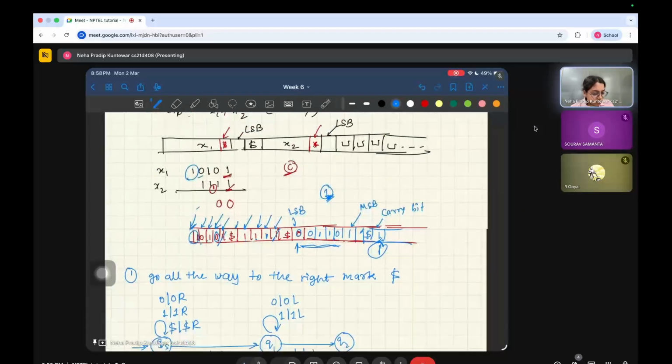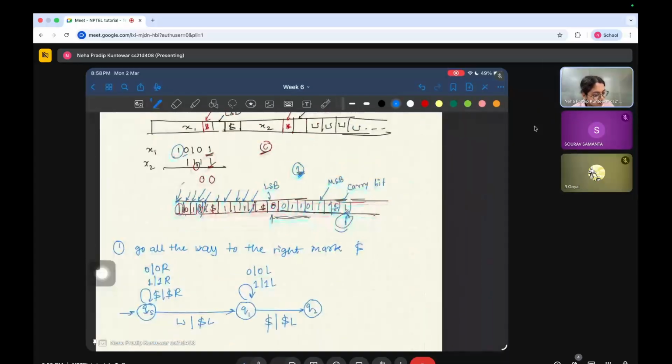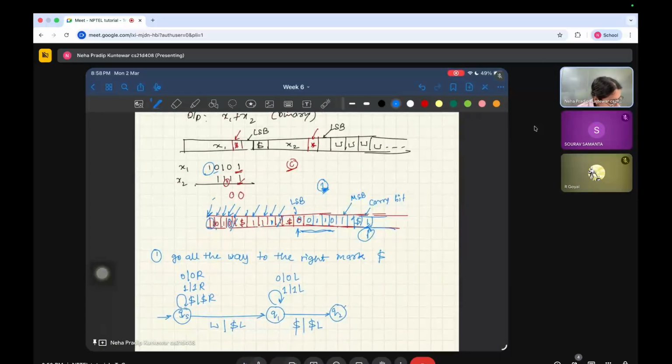Okay, so at q2 you have read, let's say, a 0, and you write a 0 prime, and you go to the right, and let's say this is my q0. If you see a 1, you are going to write a 1 prime, and let me call this p0 and p1.